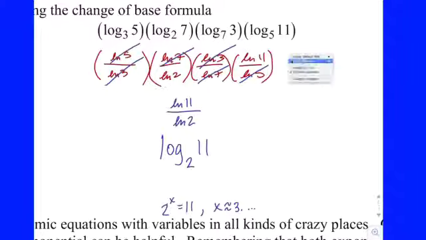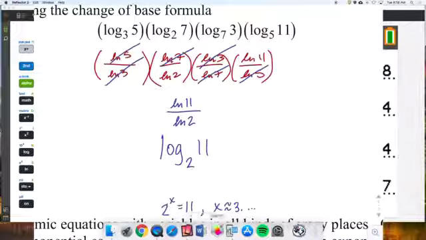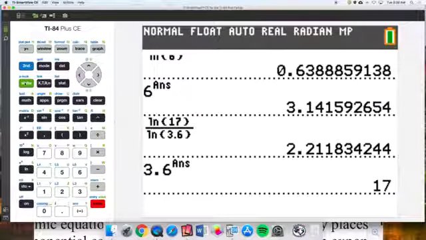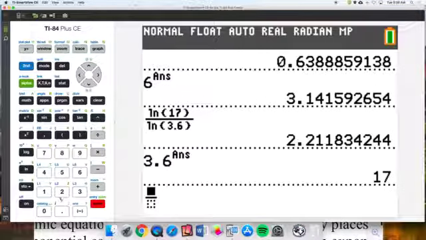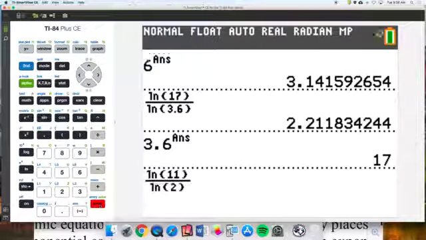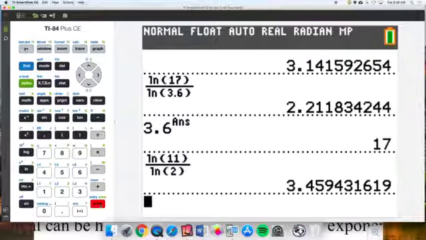We'll go to the calculator. Alpha y equals natural log of 11 divided by natural log of 2. And you get 3.459. Yeah, there you go.